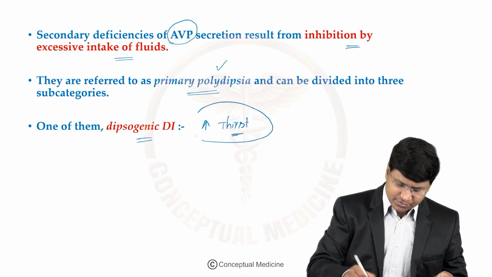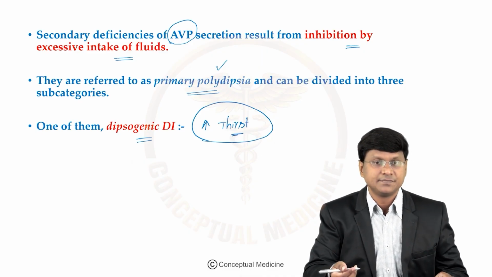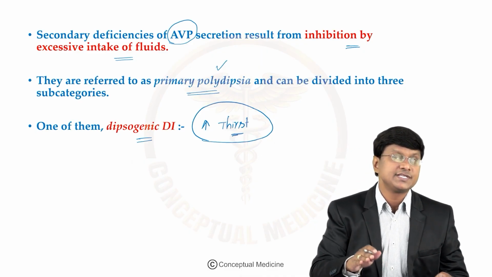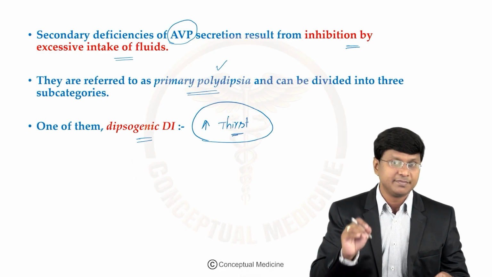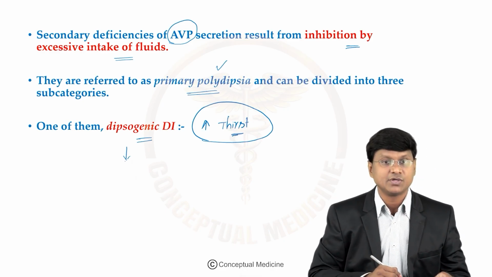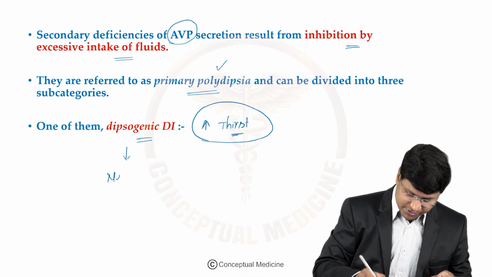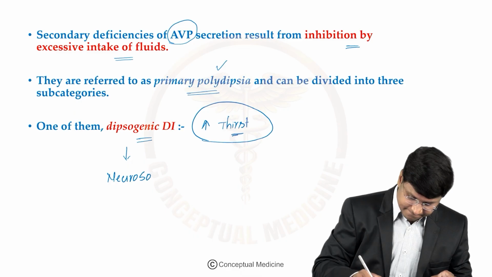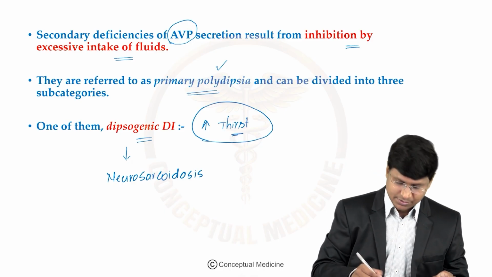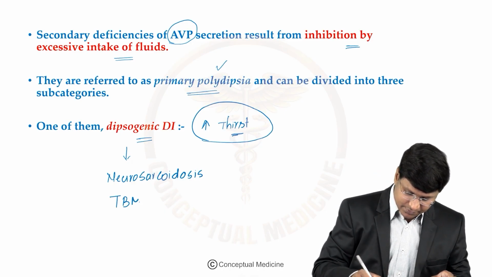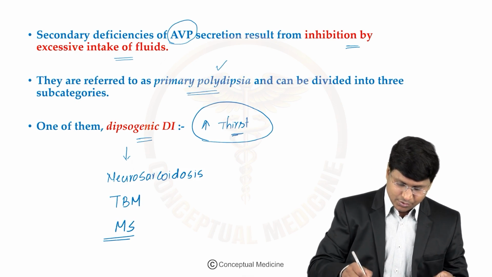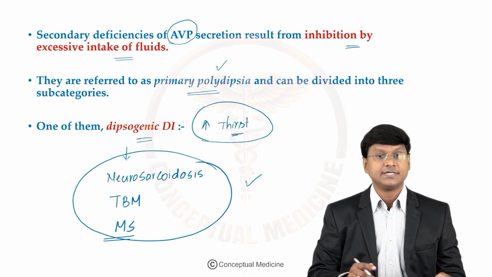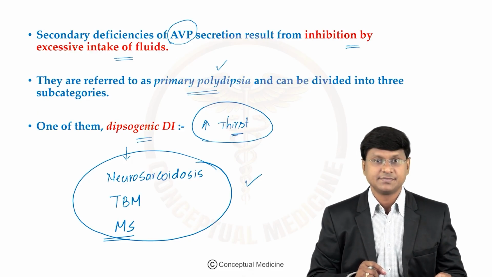Now, what are the conditions where there is inappropriate thirst? What are the conditions where there is reduction in the set of osmoregulatory mechanisms? It is associated with multifocal diseases of the brain. Now, what are those multifocal diseases of the brain? Such as neurosarcoidosis, tubercular meningitis, then multiple sclerosis. So these are the conditions where you have the development of the dipsogenic diabetes insipidus.